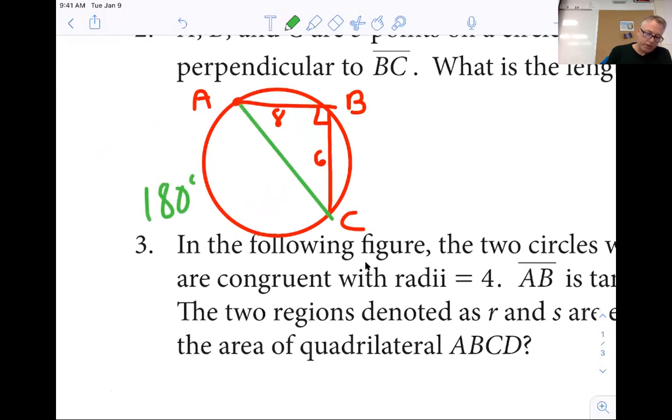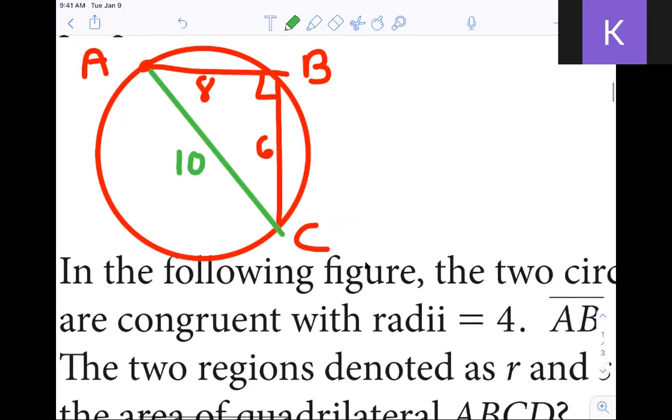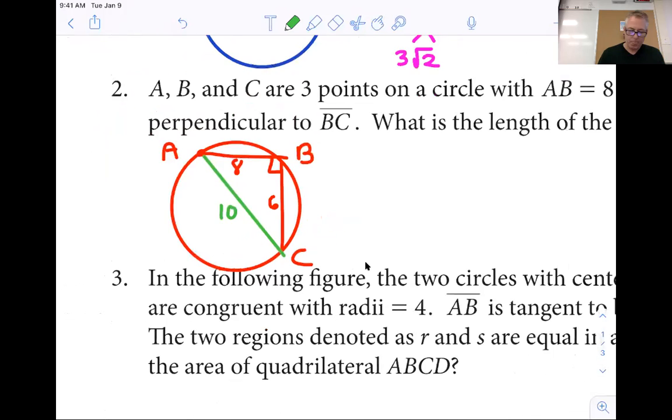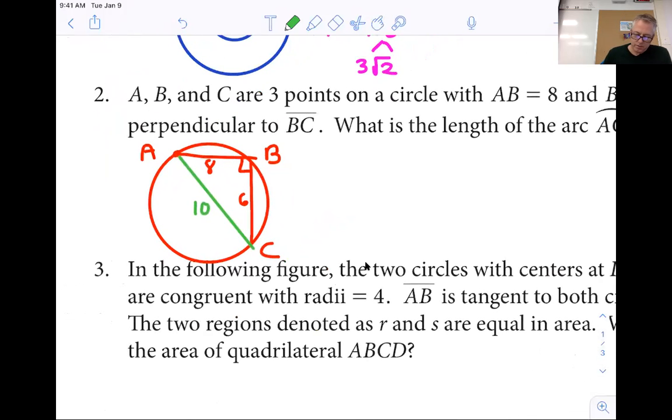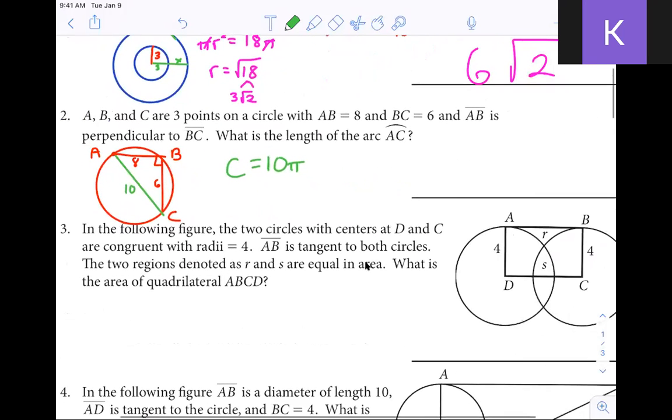That's 180 degrees, which is half the circle, which means that AC has to be the diameter. All right, you're on a roll. Keep going, Kate. So you know AC is 10 because it's a 3, 4, 5 triangle, like 6, 8, 10. Bingo. And then you know the circumference of the circle is 10 pi. And since arc AC is 180 degrees, it's half of the circumference, so it'd be 5 pi.